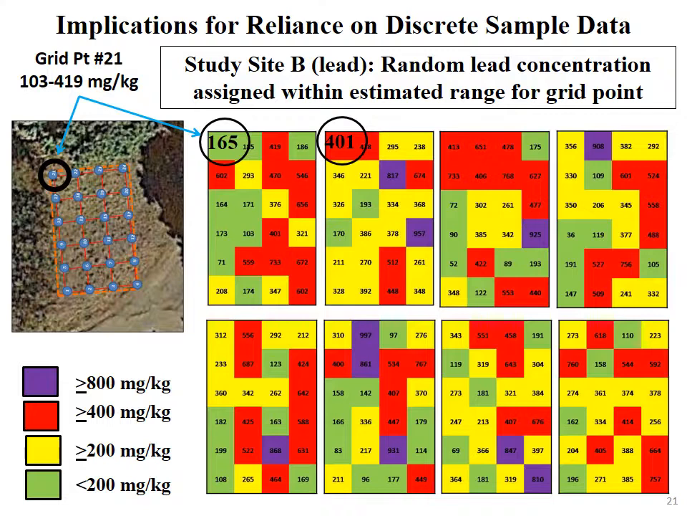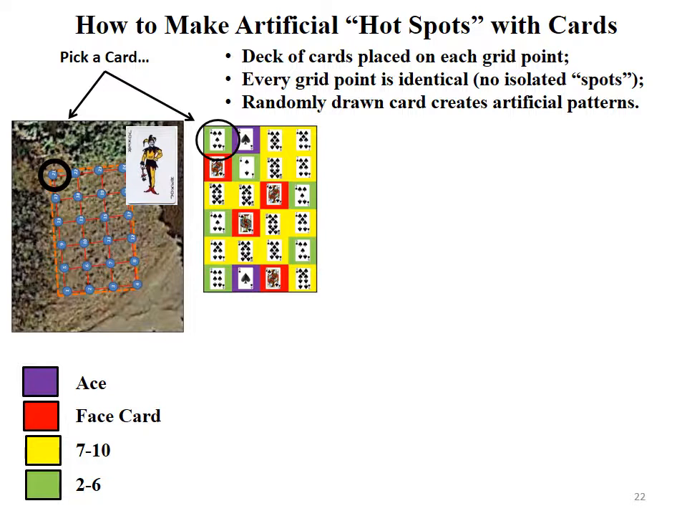You can do the same thing with cards. Take a deck of cards and put it at each one of these grid points, so every deck of cards is the same. Say we're worried about the concentration of face cards across this site. We collect a bunch of discrete samples at each grid point. In this case, we're putting the same deck of cards at each grid point and then just randomly drawing a card. We map out where the face cards come up. I colored aces purple, face cards red, 7 to 10 yellow, and 2 to 6 green. So you'll get a map pattern with any set of discrete samples.